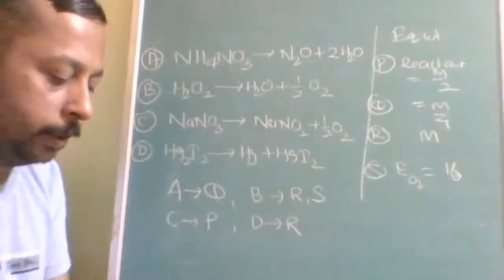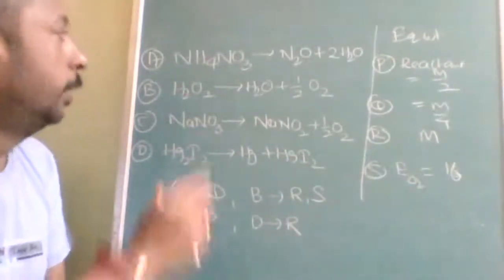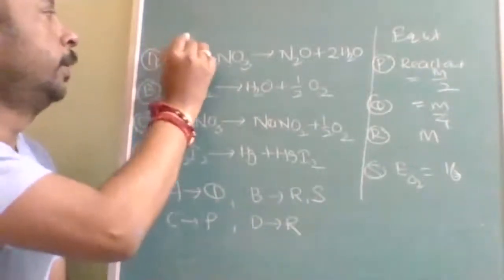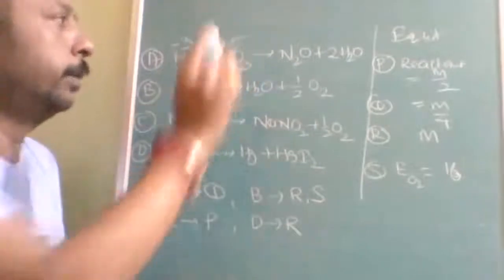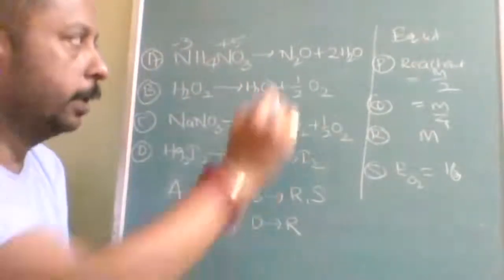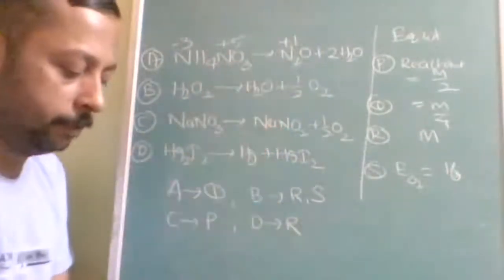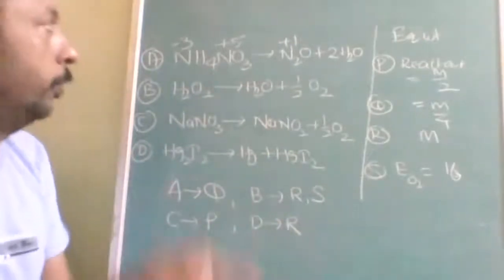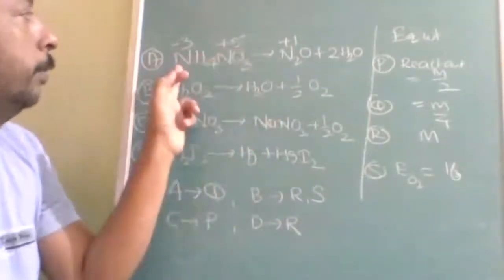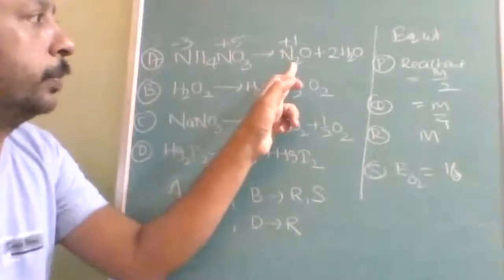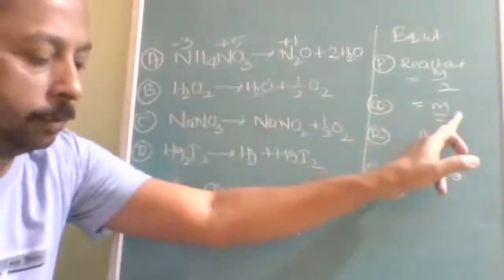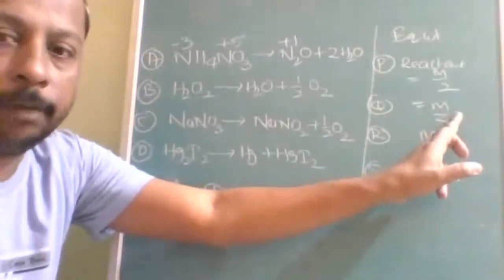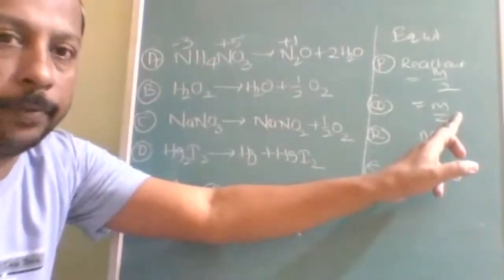See here, if you compare nitrogen, this oxidation number will be -3, this oxidation number will be +5, and in the product the oxidation number will be +1. So you can cross-check: -3 to +1 is a 4 change, and +5 to +1 is a 4 change. Therefore the equivalent factor will be M by 4. Is that clear how it is?